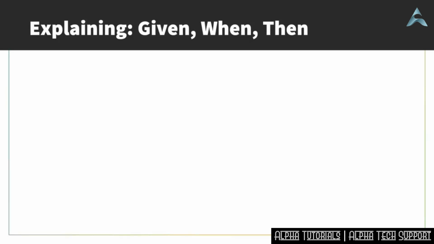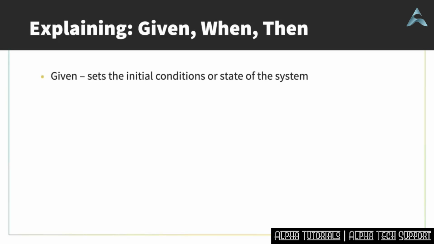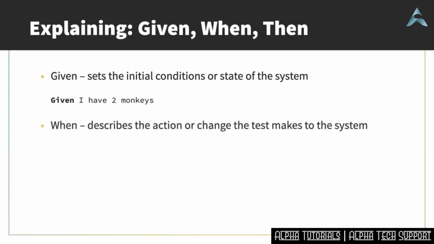To dive into this further, first we have the given. This establishes the initial conditions of our test. In this case, we'll say, given I have 2 monkeys. 2 important notes about this line. First, you must start it with given, so our tools will recognize this as the context. Second, notice that I use the number 2 and not the word 2. This is because our tools are smart enough to see a number as a variable and will automatically interpret that as a parameter for the code behind the scenes. Don't worry, we'll get into that code in a moment.